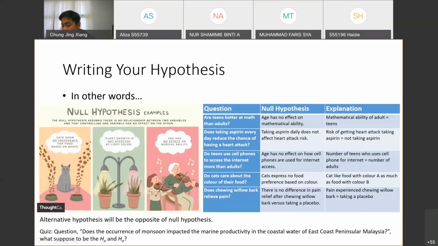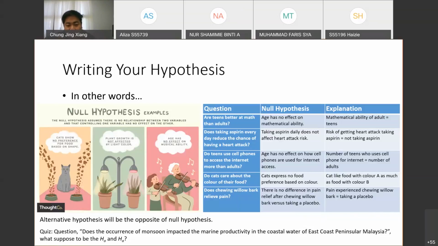All right. So the next example: does taking aspirin every day reduce the chance of having a heart attack? This is a question we want to answer. So remember, for H null, we will change the statement to become negative.